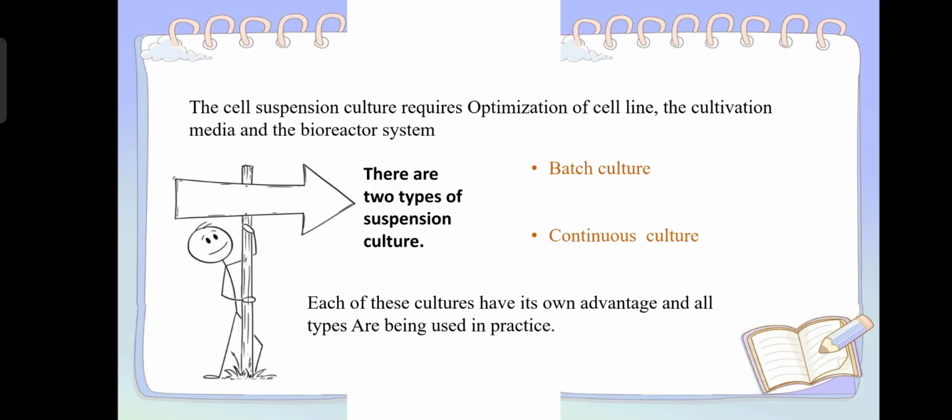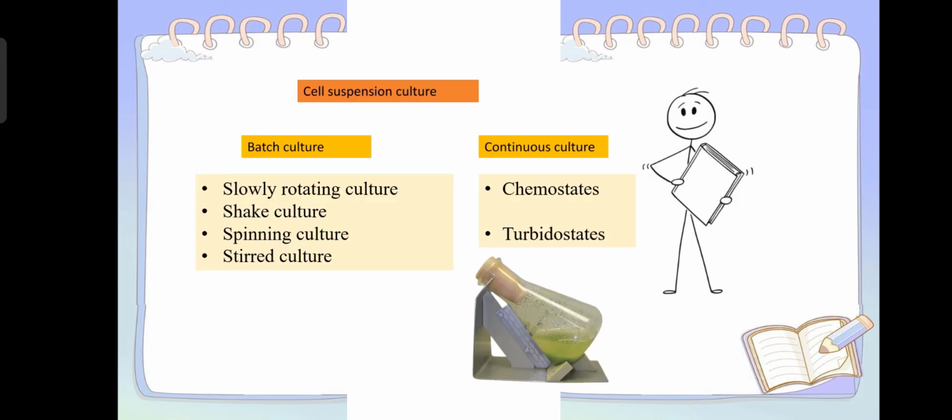The cell suspension culture requires optimization of the cell line, the cultivation media, and the bioreactor system. There are two types of suspension culture: batch culture and continuous culture. Each of these cultures has its own advantages and all types are being used in practice. Batch culture includes slowly rotating culture, shake culture, spinning culture, and stir culture. Continuous culture includes chemostats and turbidostats.